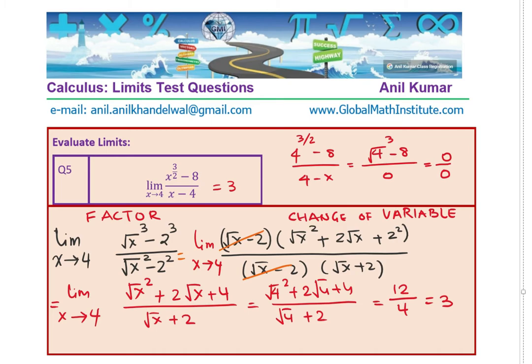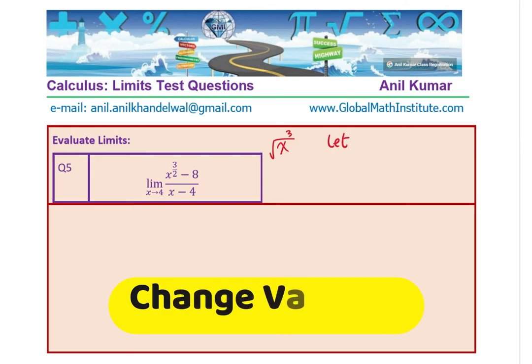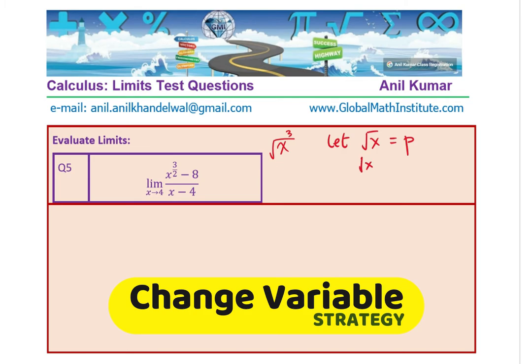Now let's look into the alternate method of solving the same question, and this time we are going to use change of variable. So as I was discussing, we have the term x to the 3 by 2, right? Which is square root of x whole cube. It is a good idea to substitute square root x as some other variable. So let square root of x be equal to some variable p. In that case, square root x cubed is p cube, correct?